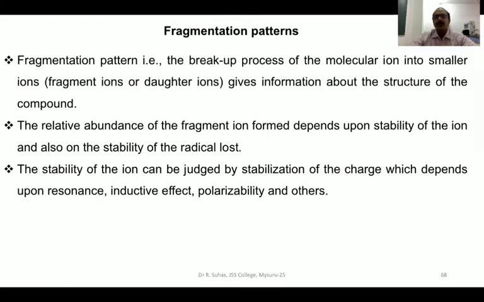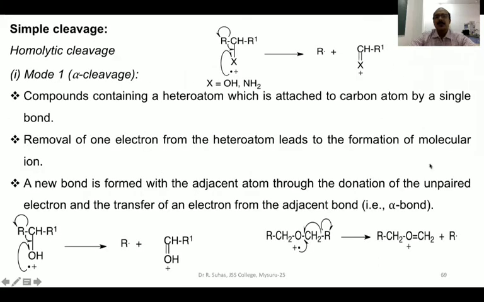If the stability of the ion is greater, then its relative abundance will be very high. That means you are going to get very strong peaks in the mass spectrum. For example, if the cation or daughter ion formed has very little stability, then its peak intensity will be very low in the mass spectrum. So the relative abundance of the daughter ion formed mainly depends on the stability of the cation. So higher the stability, more will be the intensity, and vice versa. We will see different modes of cleavage now.